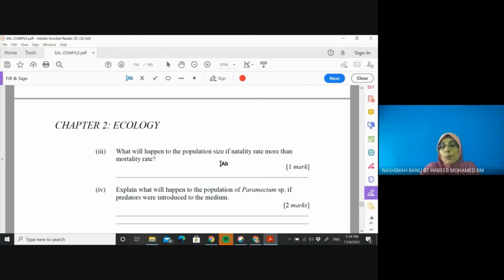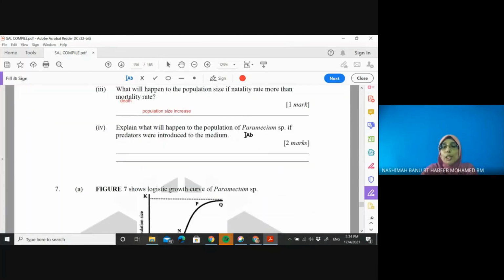Next. What will happen to the population size if natality is higher? Remember I mentioned natality is what? Birth rate more than mortality. Mortality is death rate. So birth rate is more than death rate. So more are born than die. So automatically we understand the population size increases.